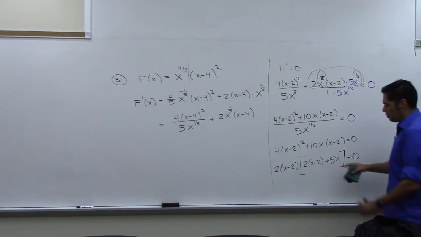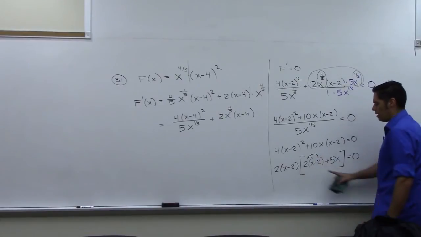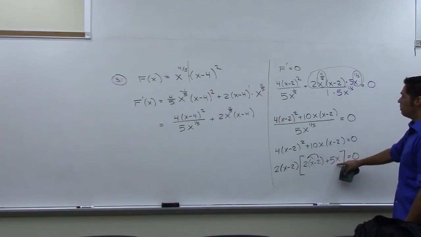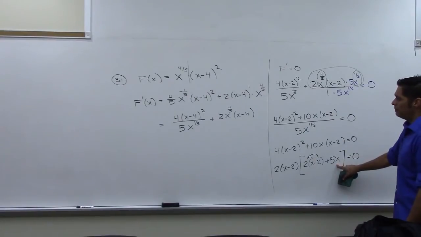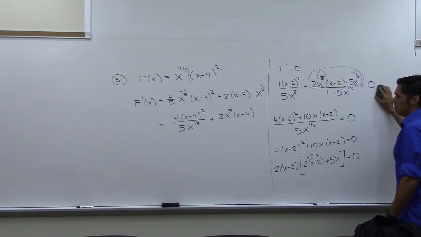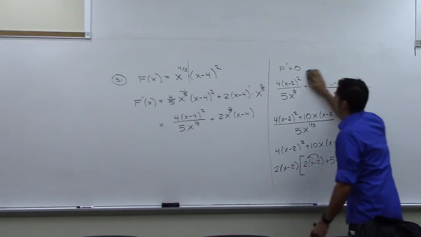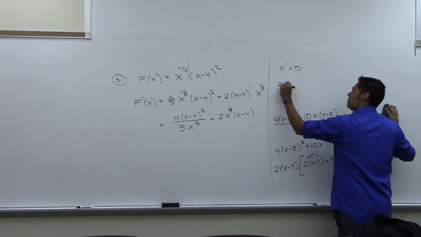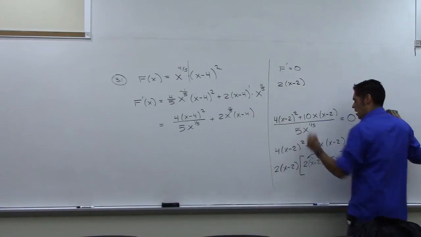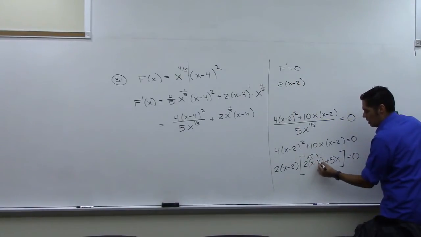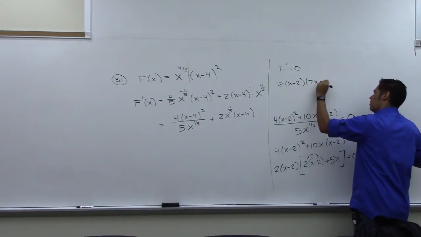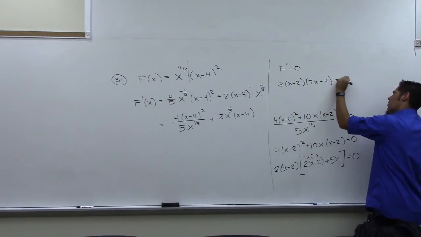Now this in here is pretty clean. I just distribute the 2 through. I get 2x minus 4, and then I have plus 5x. So here's where I'm at. I have 2x minus 2, and then in here the 2x minus 4 plus 5x is going to be 7x minus 4, then equals 0.